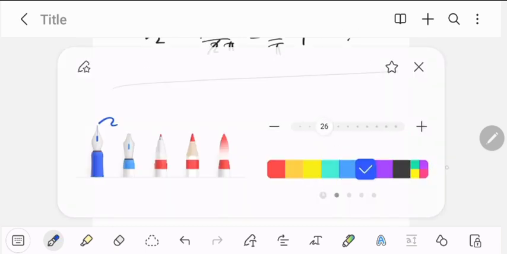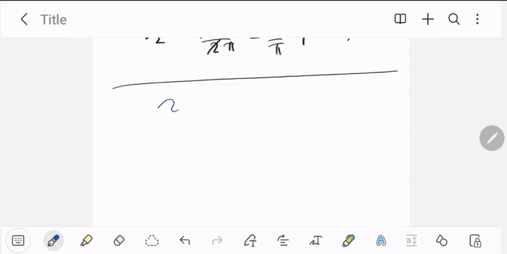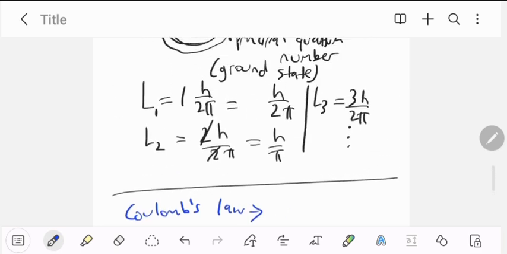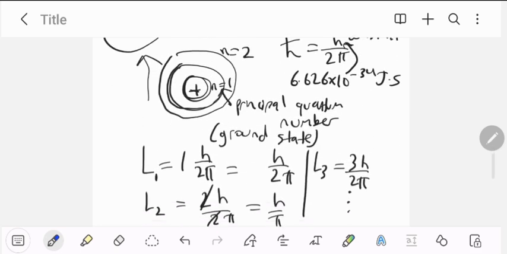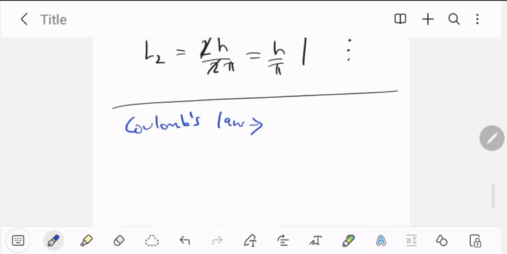So let me show you a simple derivation. It's actually not that hard. Let's start with Coulomb's law. Coulomb's law describes the electrostatic force between two charged particles. In this case, it's the electron and the proton. Here it is from year 11 physics: the electrostatic force is 1 over 4 pi epsilon naught, Q1 Q2 over R squared.